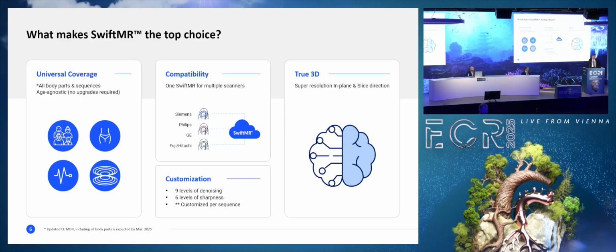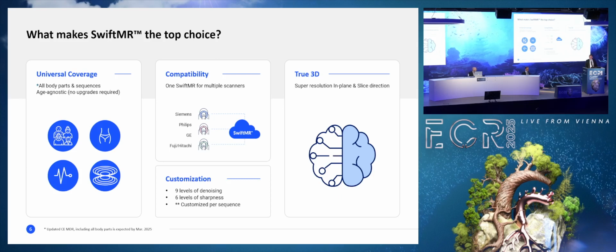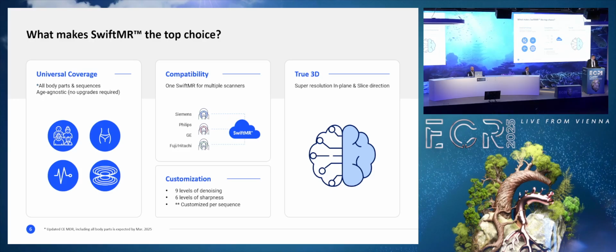So what makes SwiftMR the top choice for your MRI scanner? We have universal coverage of all body parts and all sequences. Meaning, not only 2D but also 3D. You can use it for all your sequences and protocols on your scanner. You can use it for all your MRI scanners, independently of the age, independently of the OEM vendor, independently of high field or low field.